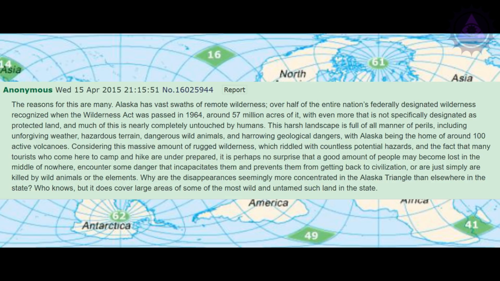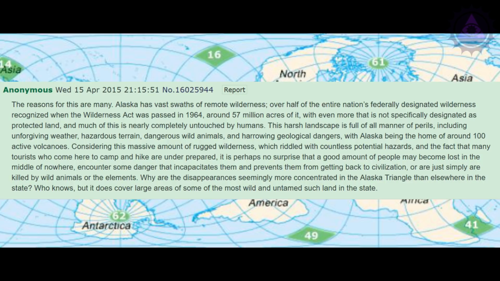The reasons for this are many. Alaska has vast swaths of remote wilderness, over half of the entire nation's federally designated wilderness recognized when the Wilderness Act was passed in 1964, around 57 million acres of it, with even more that is not specifically designated as protected land, and much of this is nearly completely untouched by humans. This harsh landscape is full of all manner of perils, including unforgiving weather, hazardous terrain, dangerous wild animals, and harrowing geological dangers, with Alaska being the home of around 100 active volcanoes.